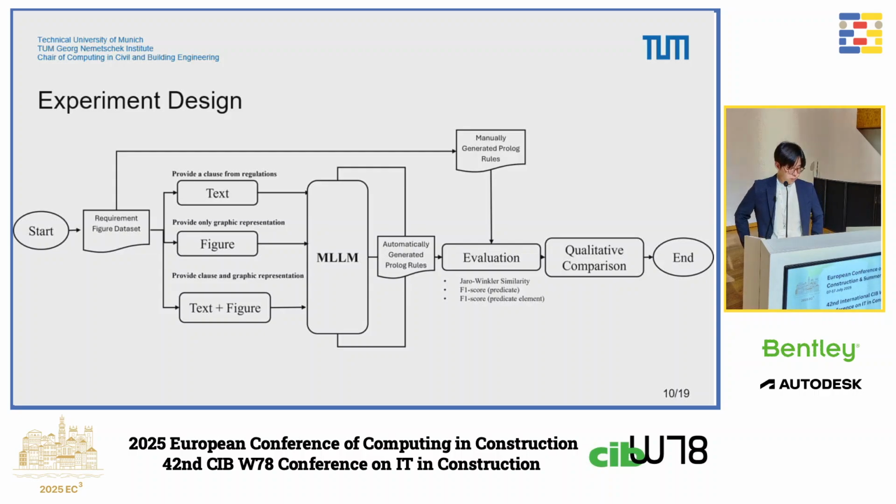The experiment followed this structure. First, we collected a dataset of regulatory figures paired with text and manually created the corresponding Prolog rules, which is our target machine-readable rule format for this research. Next, we tested three different input modalities: the text-only case, the figure-only case, and the text plus figure combination case. The rules generated by multimodal large language models were evaluated using both similarity score and F1 scores at the predicate and element levels. Finally, we conducted a qualitative comparison of the outputs to get deeper insight.